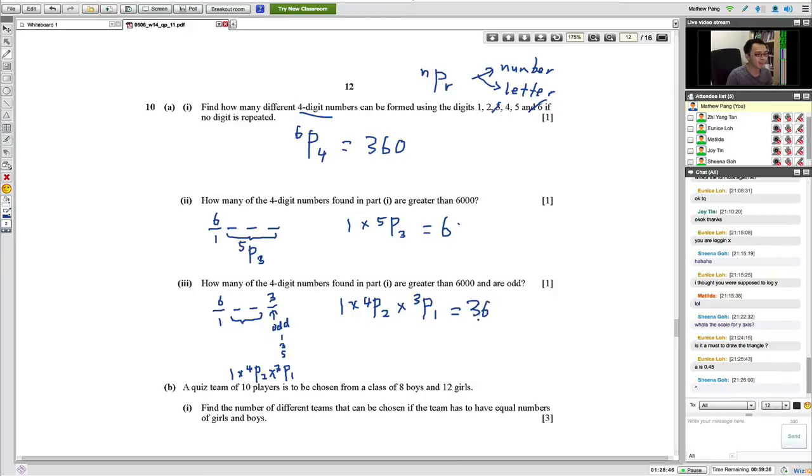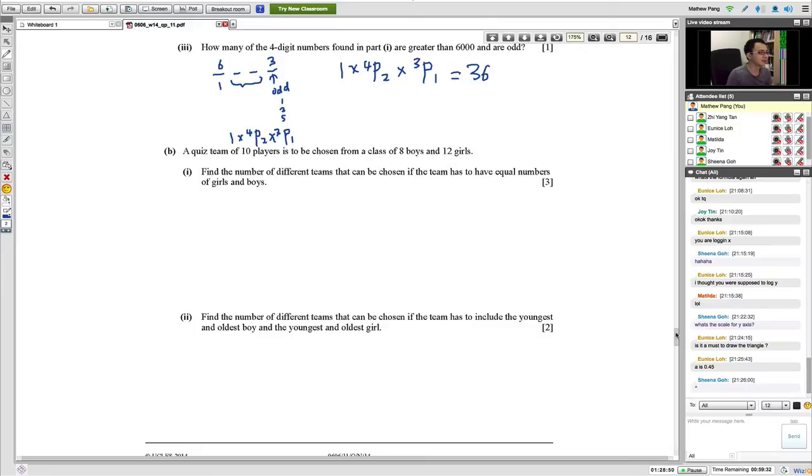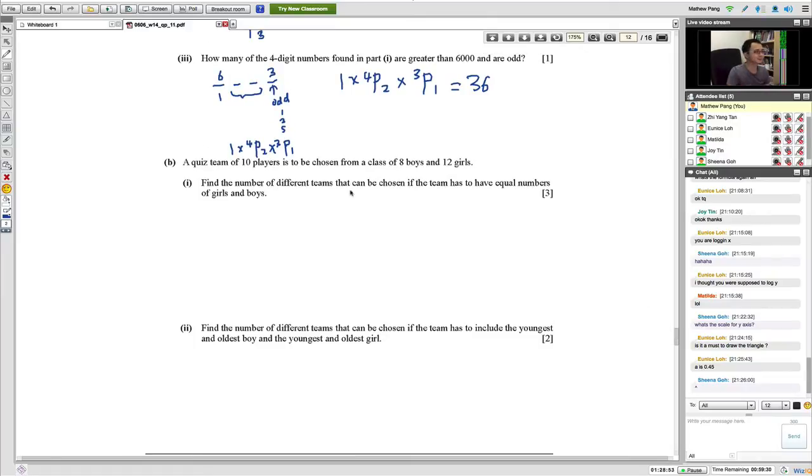Okay, this is how we solve permutation. Okay, then we go to part B. A quiz team of 10 players is chosen from 8 boys and 12 girls. Find the number of different teams that can be formed. Does the team have to have an equal number of girls and boys? Equal number of girls and boys is only one way, meaning you must have 5 boys and 5 girls.